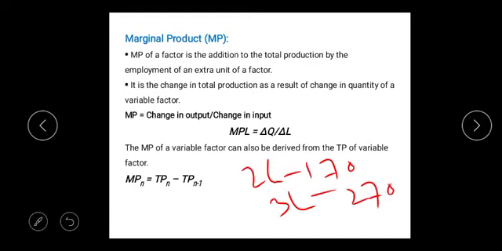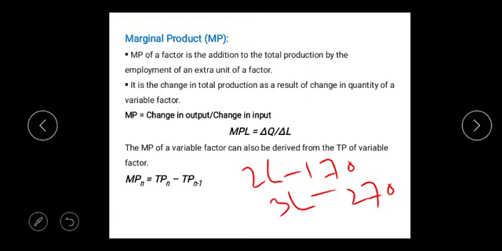Firstly, 2 laborers are employed and they produce 170 quintals of rice per year. Now, instead of 2 workers, the employer employs 3 workers and the 3 workers now produce 270 quintals of rice per year. Now we have to calculate the marginal product of the third labor, or the addition in production due to addition of one more unit of labor.